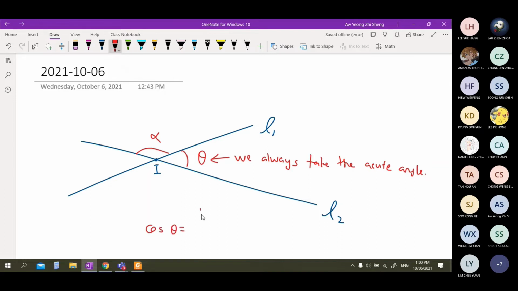So that means when you want to solve for theta, the angle between two lines, you would use cos theta equals the modulus of b1 dot b2 divided by the length of b1 times the length of b2, with modulus at the numerator, to ensure that the answer you get for theta is acute.